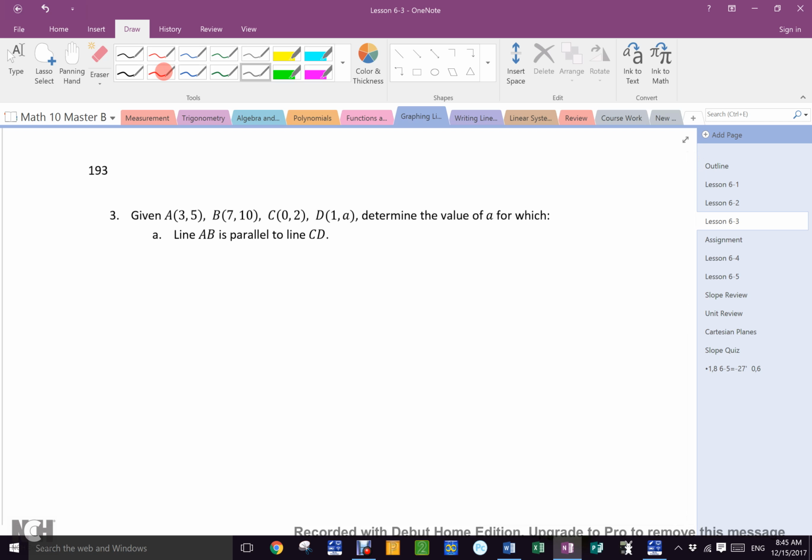What do I have here? I have AB, when my highlighters start working. I have AB, and I have CD. What's missing? I'm missing a Y value in D, right? If they're parallel, then what must the slope of AB do to the slope of CD? What must they be if they're parallel? Equal. Do I know the slope of AB?